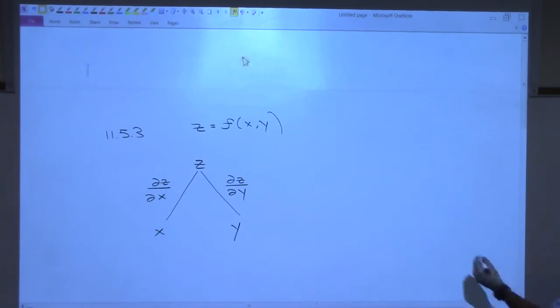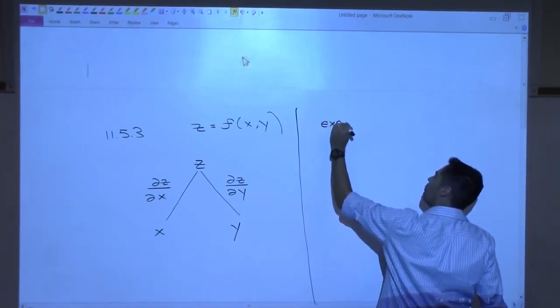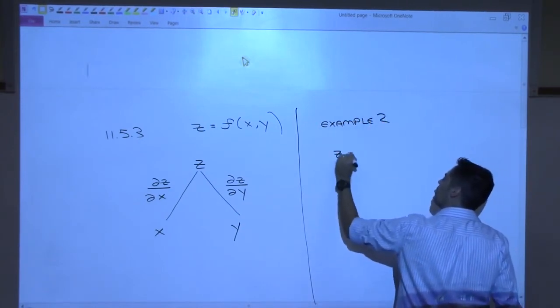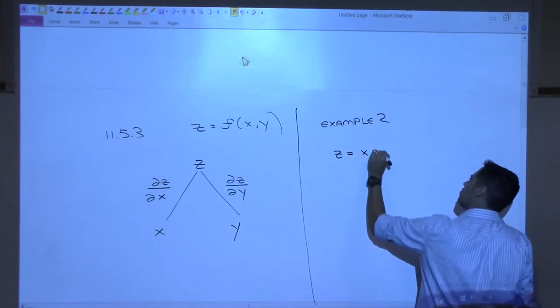let's do an example. I'll do it next to this. Example 2. Let's say z is equal to x sine xy.